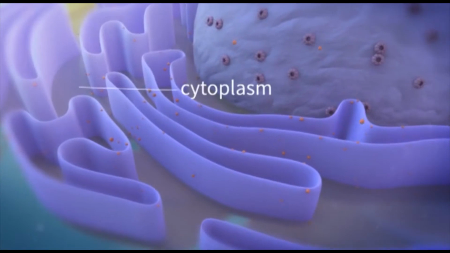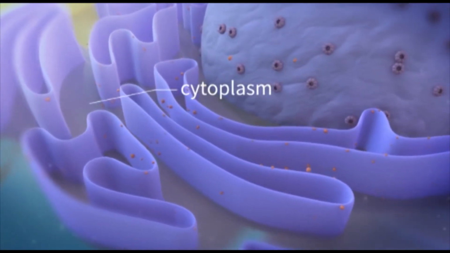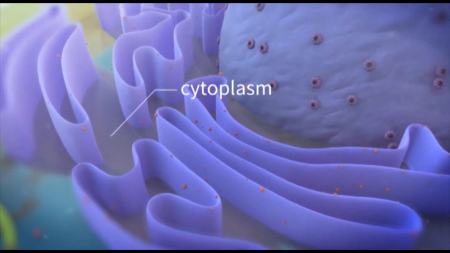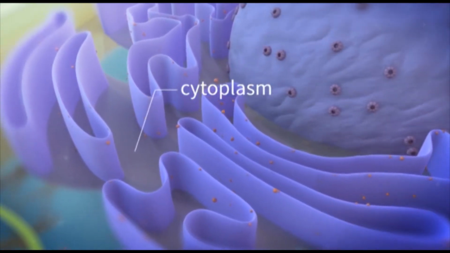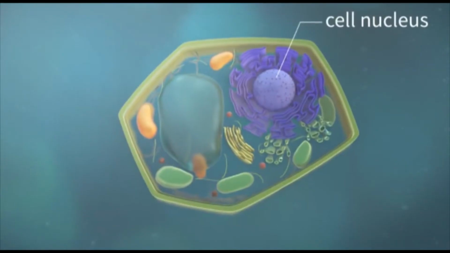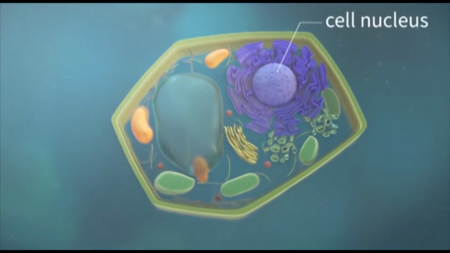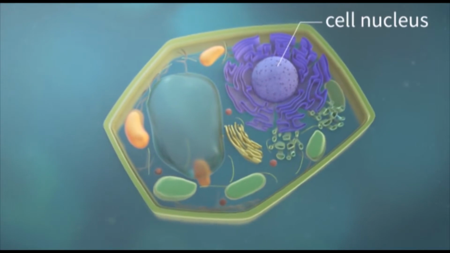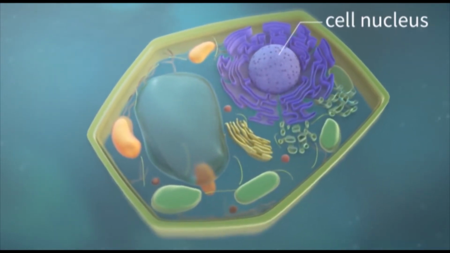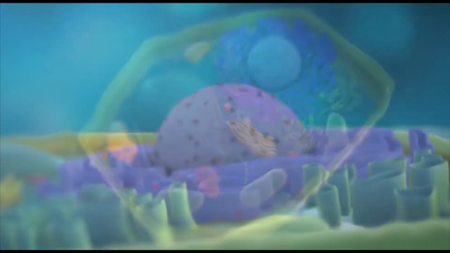The cytoplasm is a gelatinous liquid that fills the inside of a cell. It is composed of water, salts, various organic molecules, and different types of organelles. One of the most important structures found in the cytoplasm is the nucleus. The nucleus is a membrane-bound structure that is present only in eukaryotic cells.